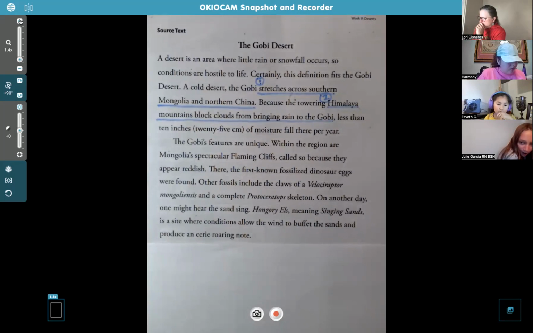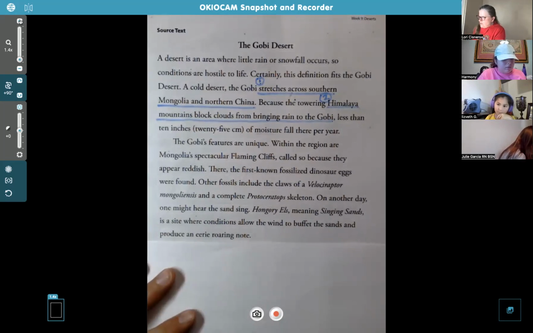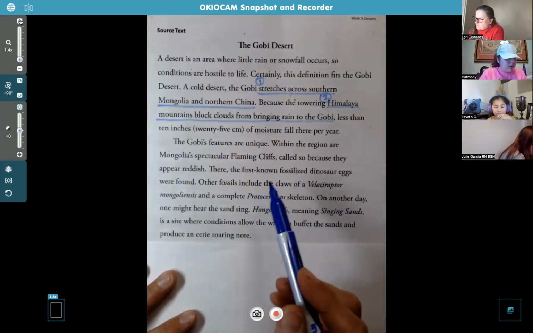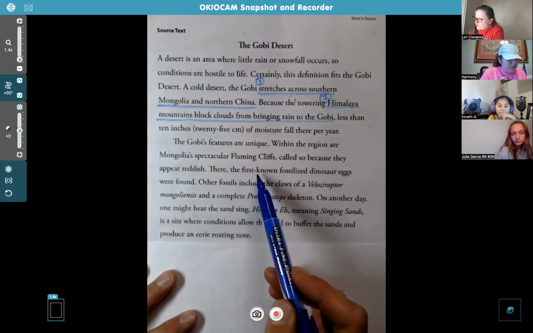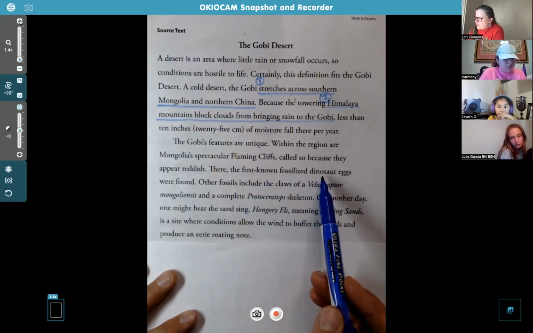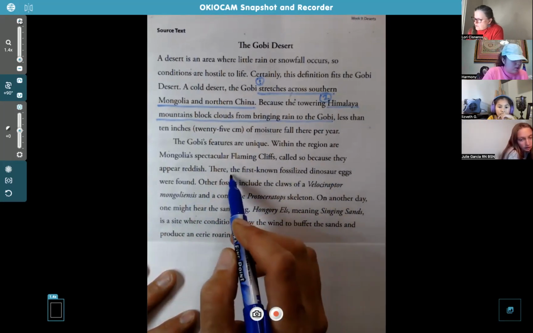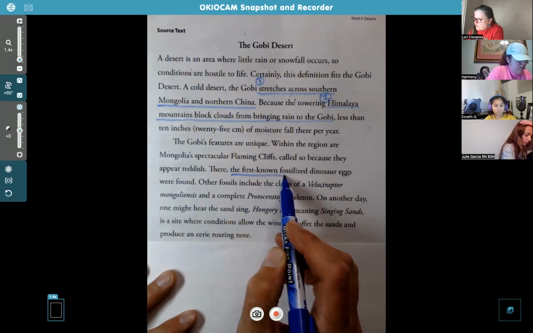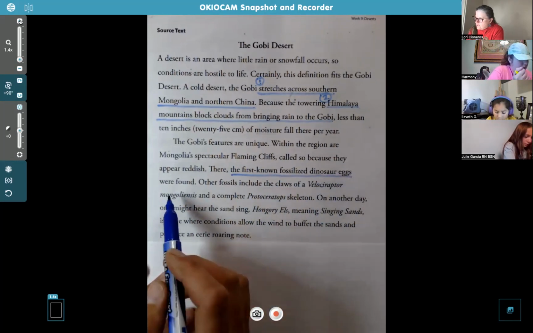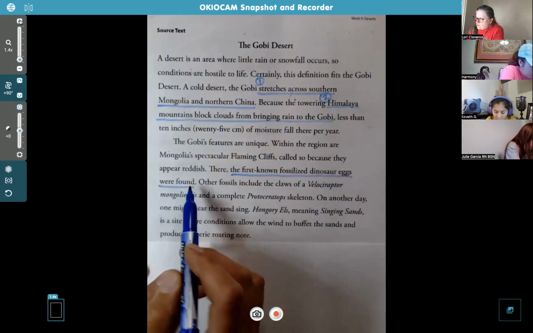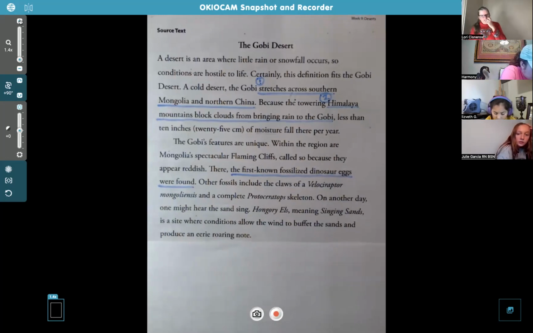That there were eggs and bones found in there in the Gobi Desert. Yes, I like this part. It's really interesting. The first known fossilized dinosaur eggs were found. So let's underline that right here. The first known fossilized dinosaur eggs were found. And that is interesting. And that word fossilized, does anybody know what fossilized means?